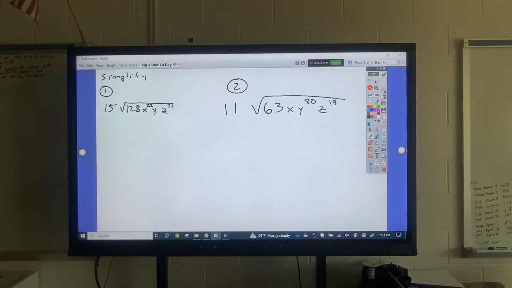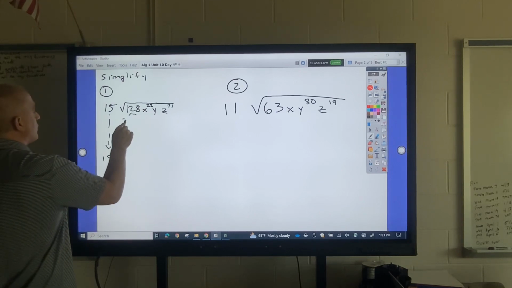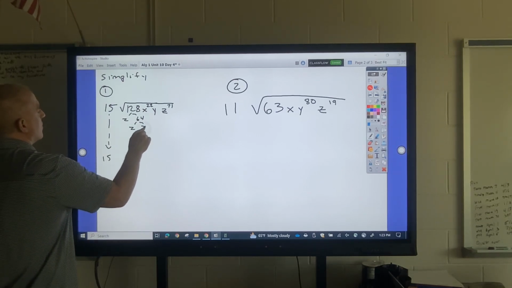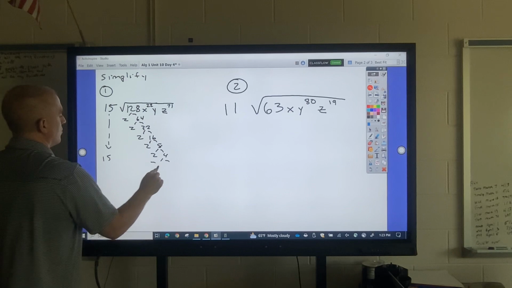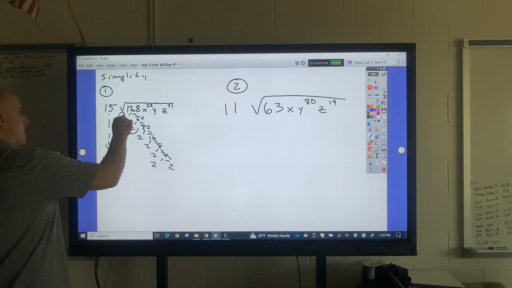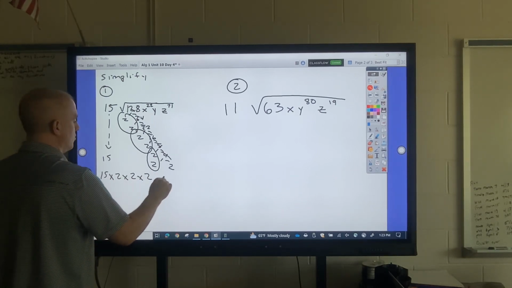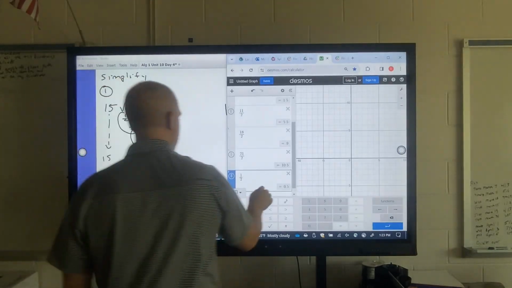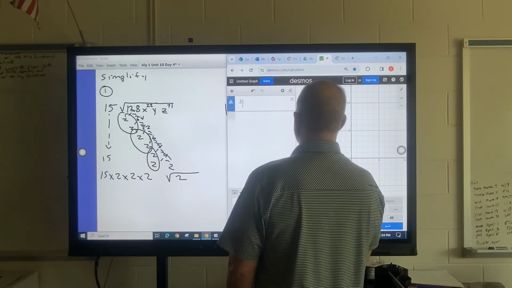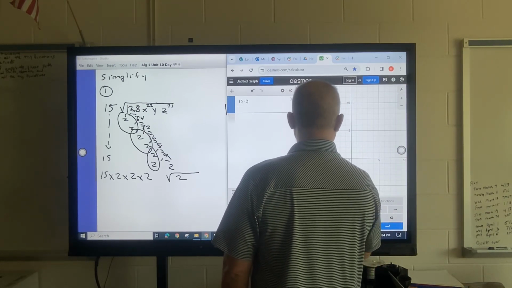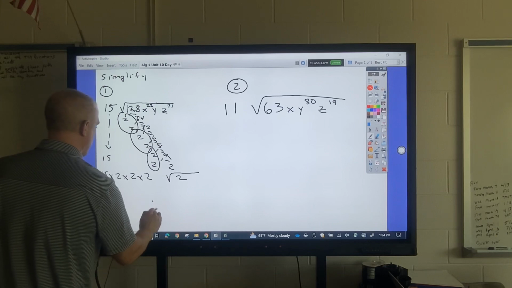Okay, nothing different here, just adding this 15 in. 15, that's 2, 64, 2, 32, 2, 16, 2, 8, 2, 4, 2, 2. Pair, pair, pair. So I got 15 times 2 times 2 times 2, with the inside being 2. So 15 times 2 times 2 times 2, that is 120. We'll leave some space here with the square root of 2.